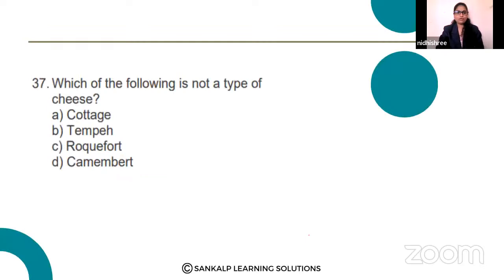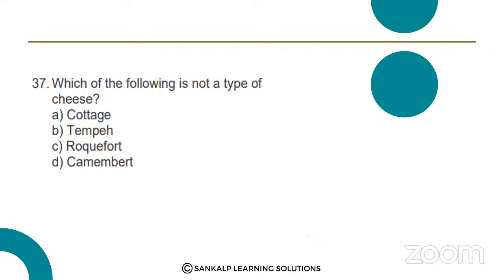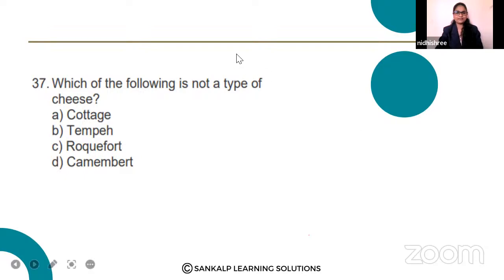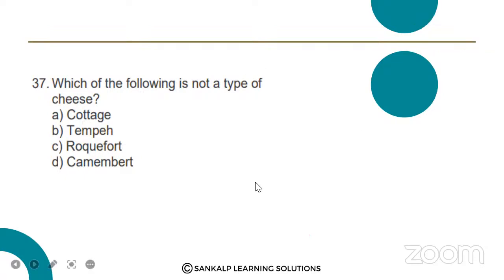Which of the following is not a type of cheese? Option A, cottage. Option B, tempeh. Option C, roquefort. Option D, camembert. Ma'am, option A. Not a type of cheese, they asked. Cottage cheese, option A? Type of cheese, they asked. Not a type of cheese, they asked. Ma'am, option C.